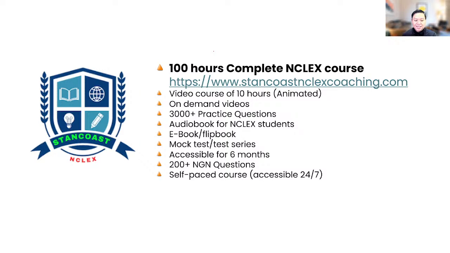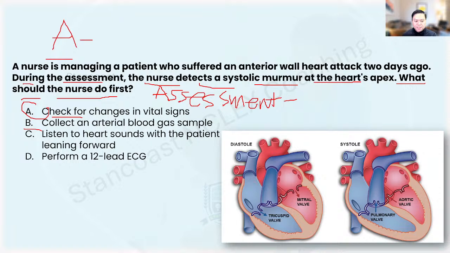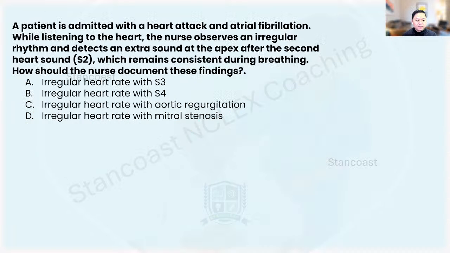All right, let's go back to that scenario. Where am I at? So I think we are here. Question number 8. A patient is admitted with a heart attack and atrial fibrillation. While listening to the heart, the nurse observes an irregular rhythm and detects an extra heart sound at the apex after the second heart sound, S2, which remains consistent during breathing. How should the nurse document these findings?